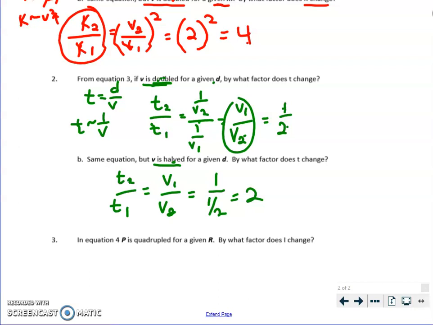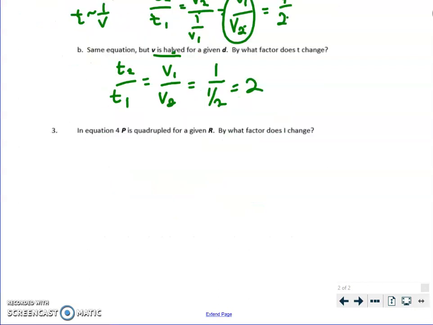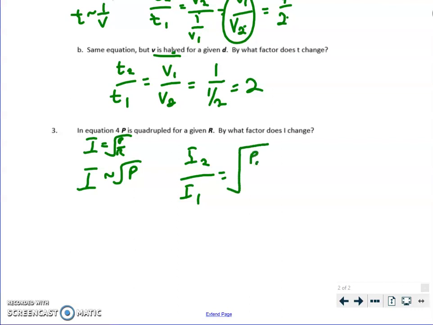All right, two more, I believe. Oops, I guess I missed one on here. Okay, so we had the equation I equals radical p over r. So we know r is the same here. I is proportional to radical p. So what I would say is I2 over I1, that's what I want, equals square root p2 over p1.